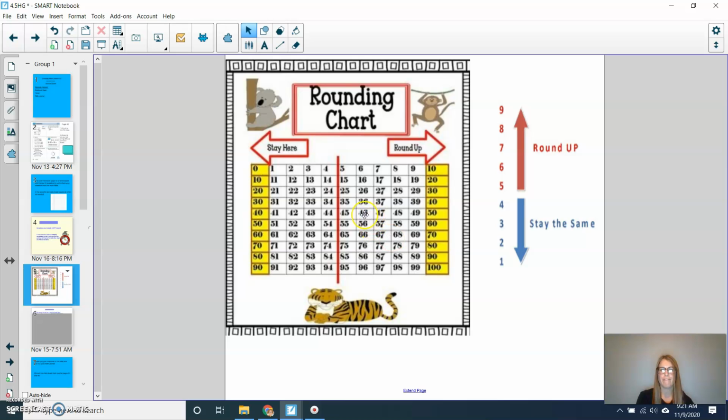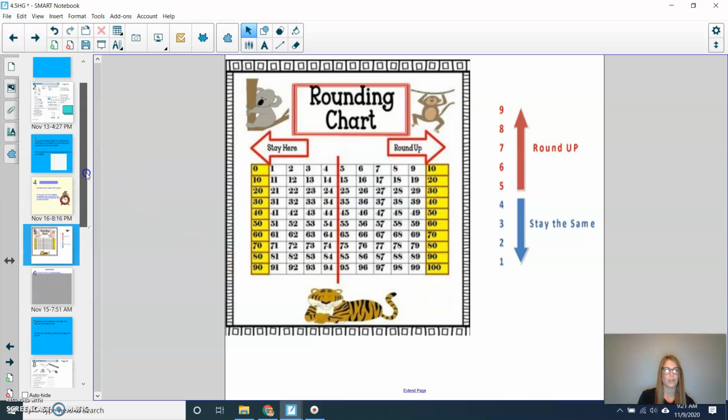So if I have the number 46, look at how 46 is in the round up side. So I would round 46 to 50. If I had the number 72, notice how the 72 is on the stay here side. So I would round 72 to 70. So again, my numbers that end in my ones place in either a 4, 3, 2, 1, that's going to stay at the same 10. If my numbers in the ones place have either a 5, 6, 7, 8, or 9, that's going to go to my next 10. So we're going to use that when we work through this page.